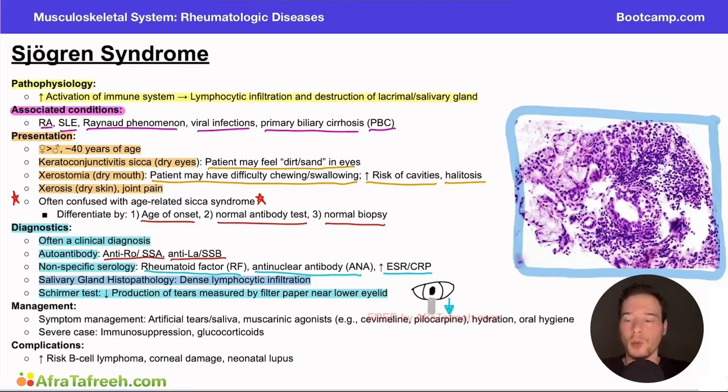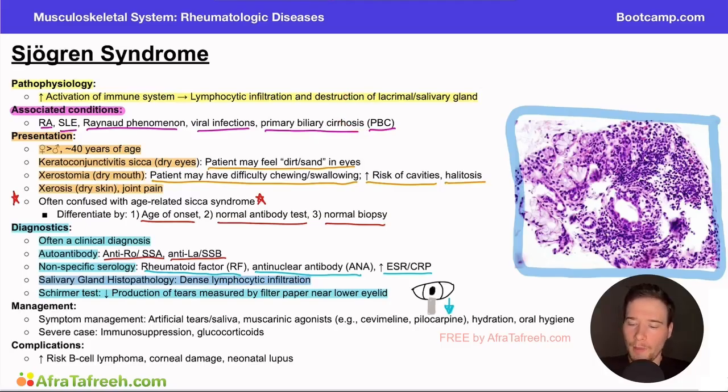And so if we compared a normal test with a patient who had Sjogren's syndrome, we would suspect that the patient with Sjogren's syndrome would have less tear production, or they'd have less wetting of the paper strip. Why? Because they have dry eyes. Why do they have dry eyes? Because we've destroyed the glands that are allowing for tears to be produced in this particular condition.